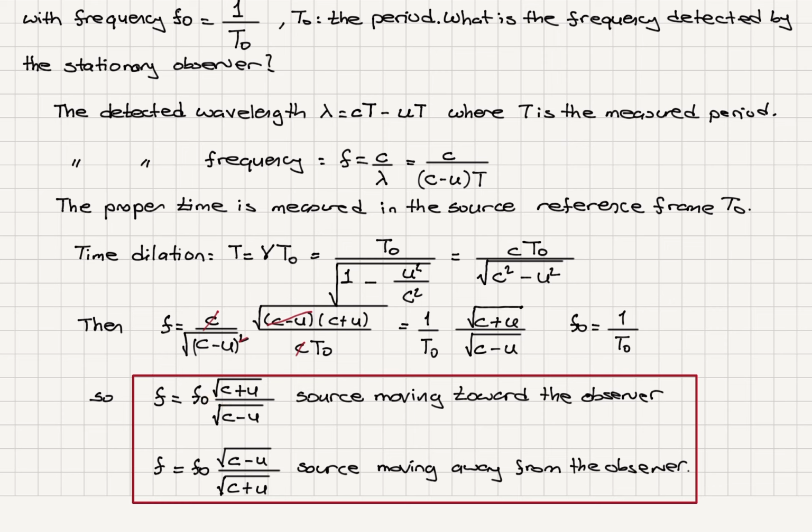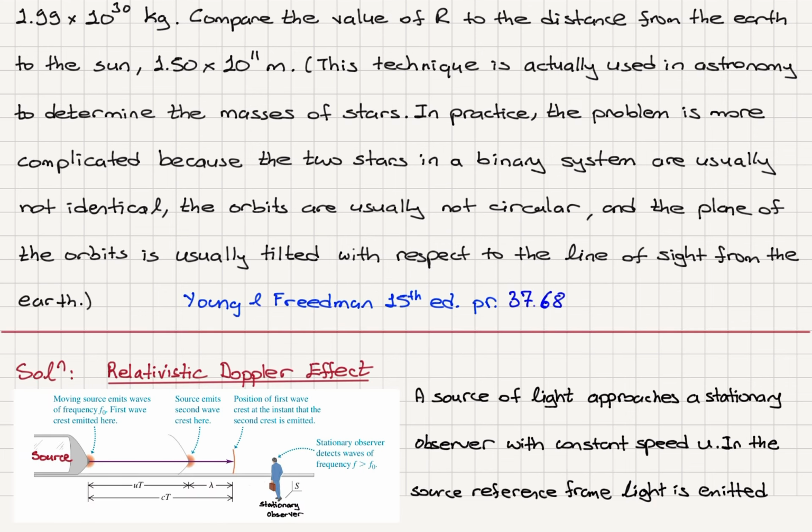Okay, so we found that for the source moving toward the observer, the detected frequency is the original frequency multiplied by square root of c plus u divided by square root of c minus u. And for the source moving away from the observer, it is square root of c minus u divided by square root of c plus u times f0. And here we had a stationary observer and the source is moving towards the observer with speed u.